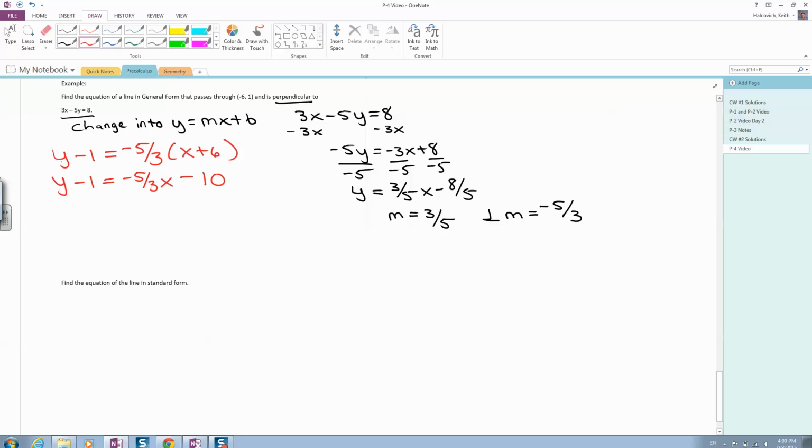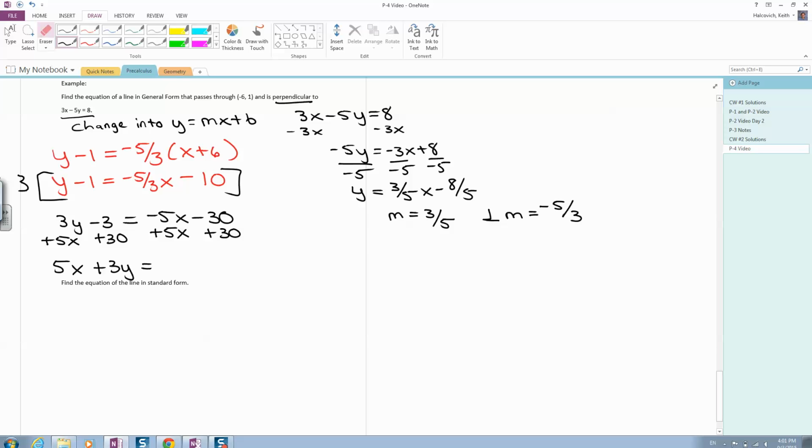So then we have to multiply by 3 to get rid of the fraction. So it's 3y minus 3 equals -5x minus 30. And then since it's general form, we have to get everything over to one side, so we have to move the 5x over, and we have to move the 30 over. So we get 5x plus 3y plus 27 equals 0. And that is general form for that equation.